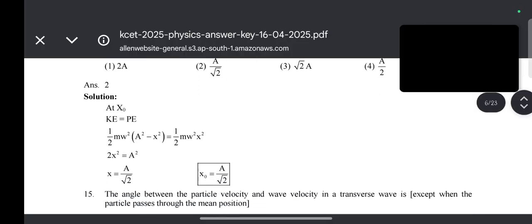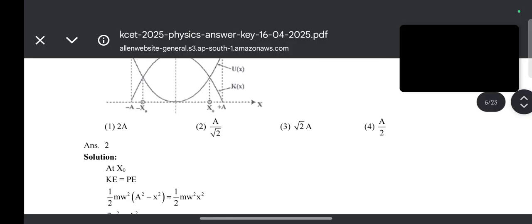At x0, KE is equal to PE, so 1 by 2 m w square (a square minus x square) is equal to 1 by 2 m w square x square. Therefore 2x square is equal to a square. So x is equal to a by root 2. Therefore the correct option is option 2.